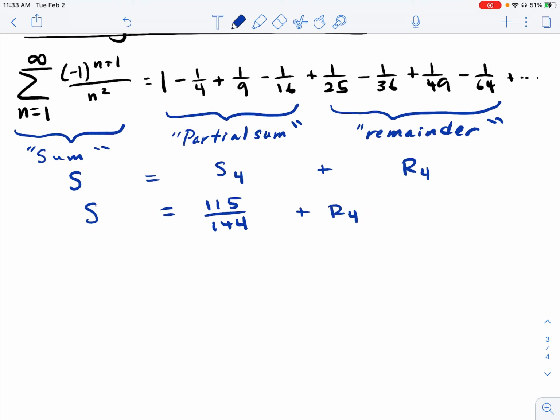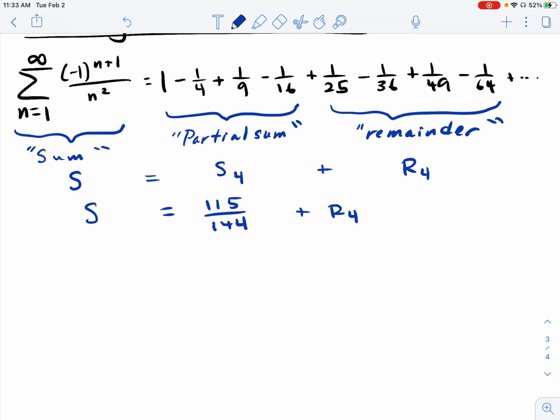All right, so what we're saying is our actual sum is equal to our partial sum, which also works as our approximation, plus our remainder, which is how much we are off by. So just to be clear, our remainder here is showing how much our approximation, 115 over 144, is off by from our actual sum.